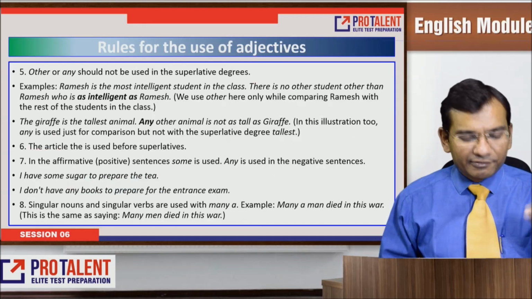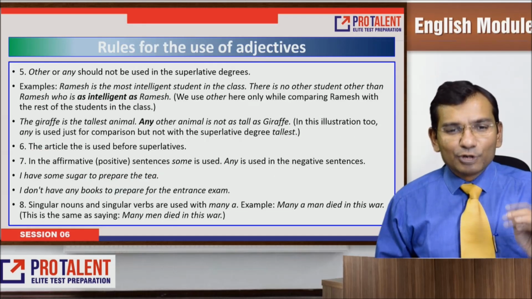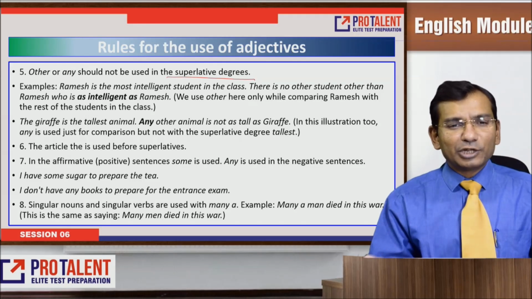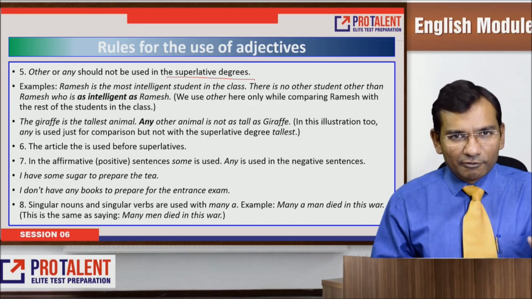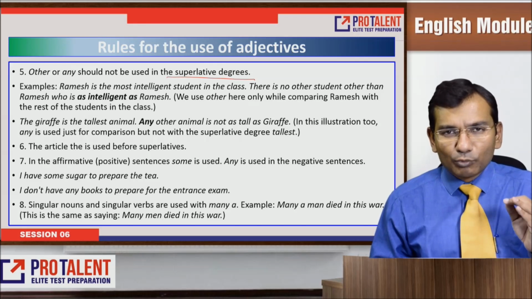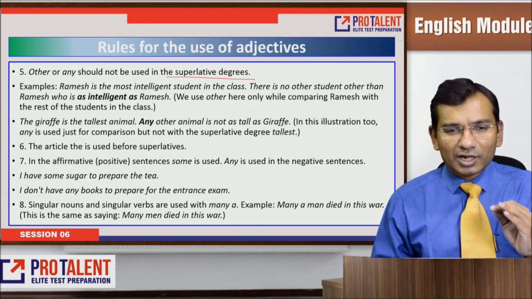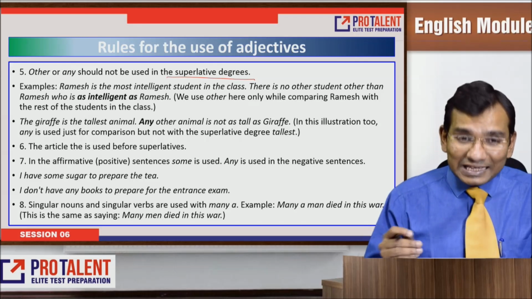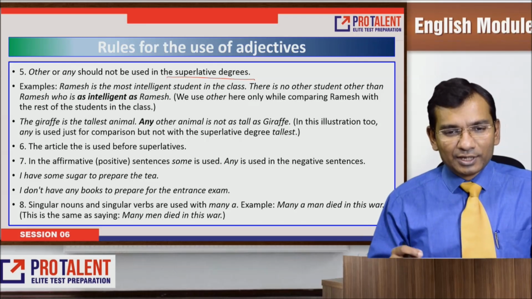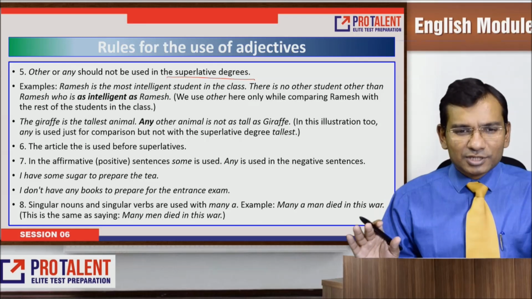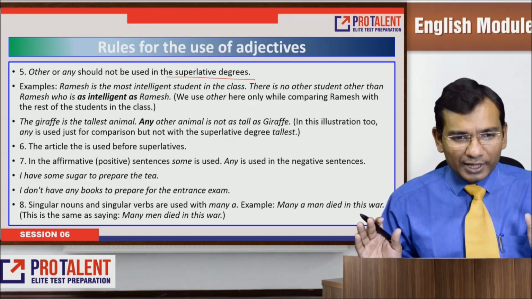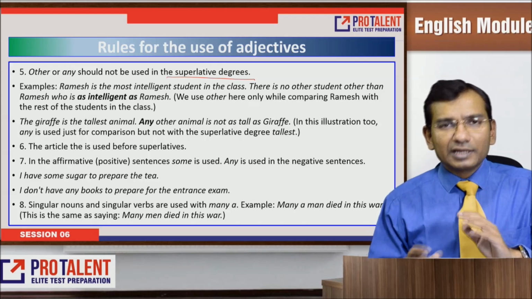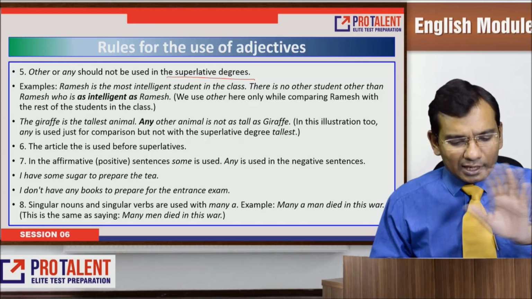Number 5, other or any should not be used in a superlative degree. Superlative में other या any बोलने का कोई जरूरत नहीं है. For example, Ramesh is the most intelligent student in the class. There is no other student other than Ramesh who is as intelligent as Ramesh. Okay, so यहाँ पे बोल देना Ramesh is the most intelligent student in the class. That is sufficient. Okay, giraffe is the tallest animal. Any other animal ये नहीं चलेगा. Tallest बोल दिया है, काम खत्म.